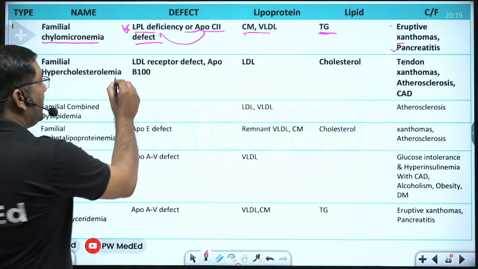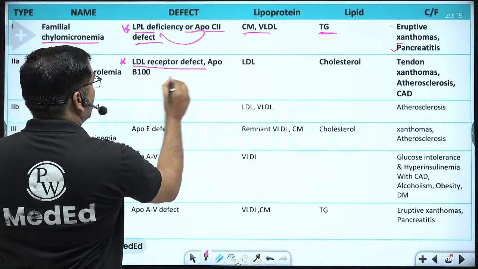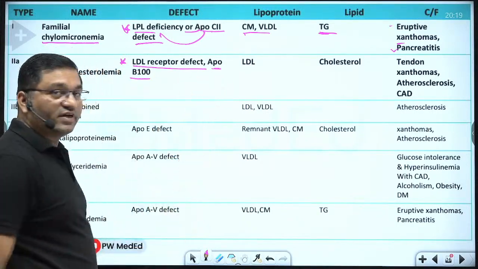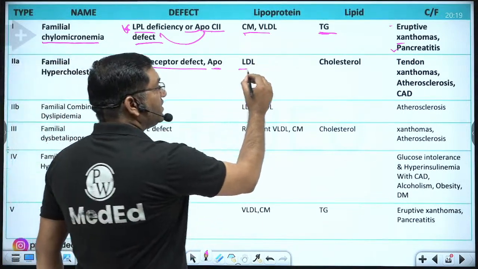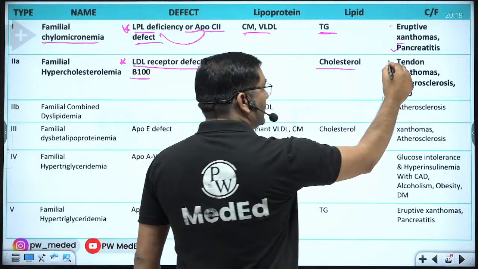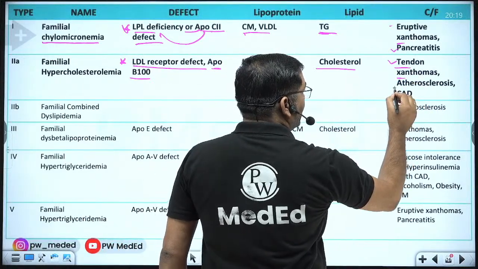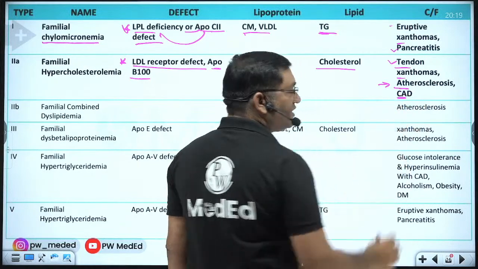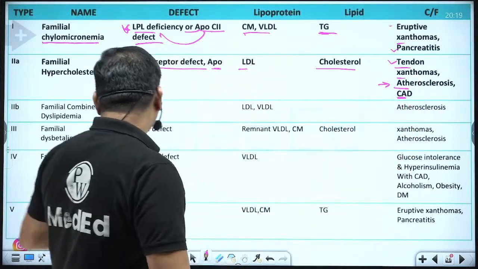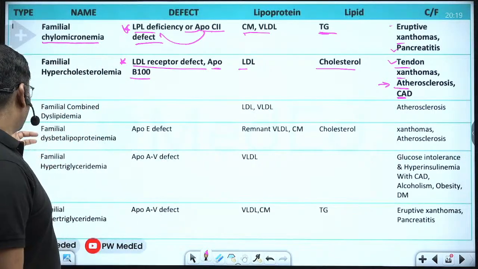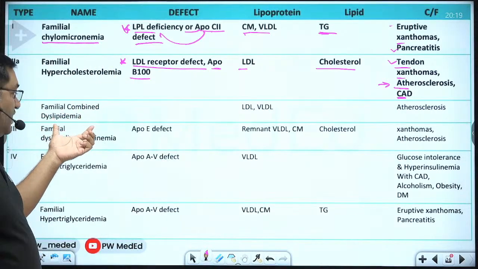It is because of LDL receptor defect or defect in the ApoB100. There is increase in the LDL level and there is increase in the cholesterol level that causes tendon xanthomas, and they are prone for atherosclerosis and coronary artery diseases. Type 2B is the familial combined dyslipidemia.